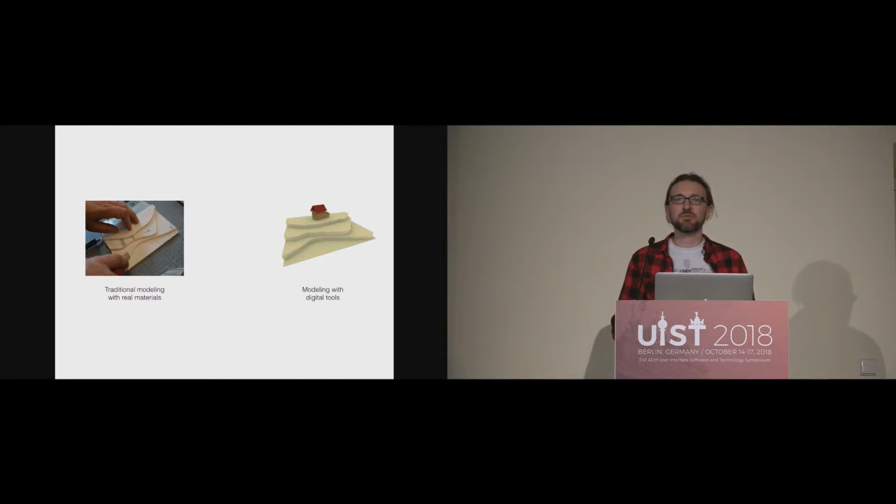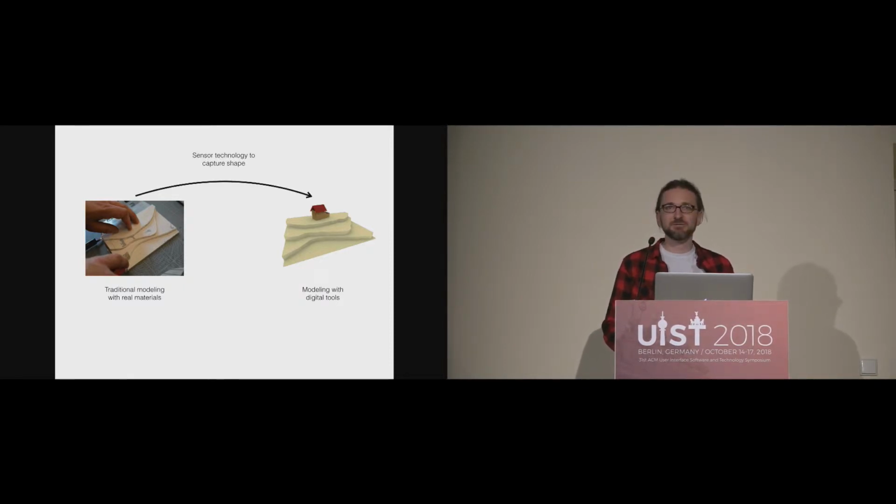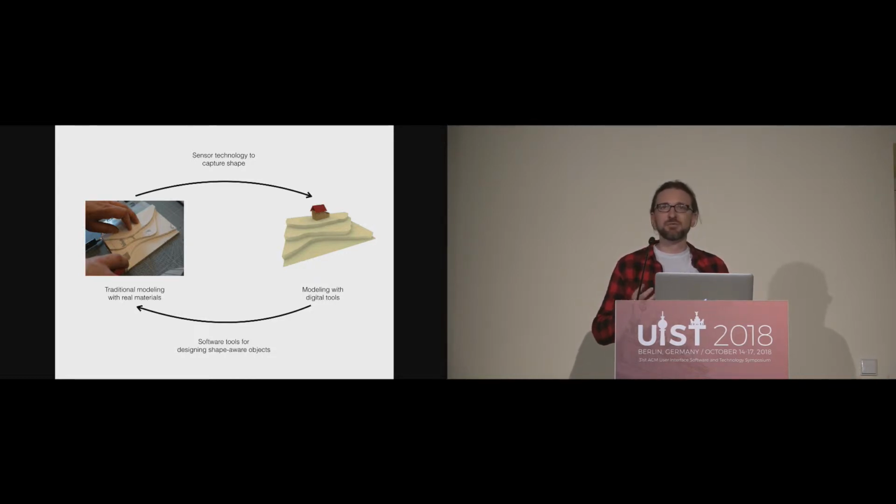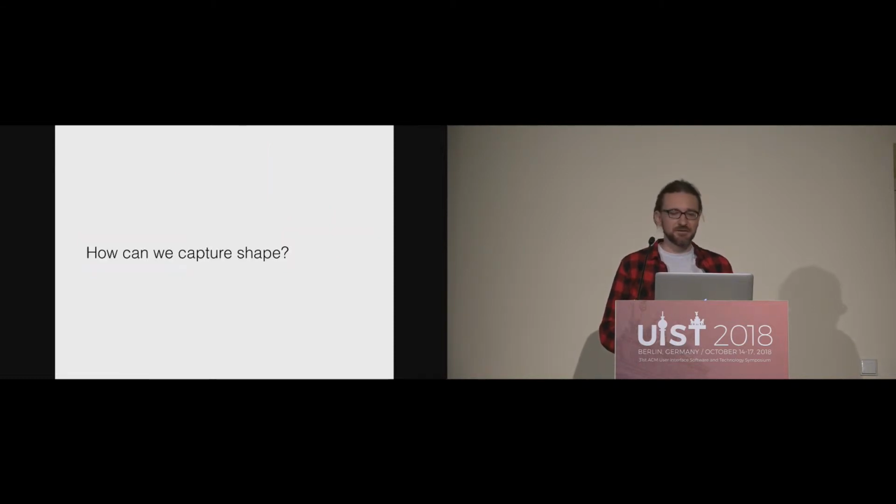So we have these two parts. We want to support physical modeling and digital modeling. On the one hand, when we do physical modeling, we want to have this transition to a digital model. So we need some kind of sensor technology that is able to capture all the changes made by the maker and create a digital model from it. And the second direction is, when you have the digital model, we need some software toolkit that allows us to recreate the physical model that is again shape aware, so that it can capture its own shape. So we will start now with the first part, the sensor technology and how this can be made.